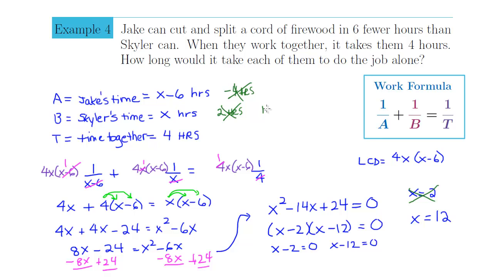If Skylar's time is 12 hours, in other words, it took him 12 hours to cut and split this cord of firewood, then it would take Jake 12 minus 6, or 6 hours. And then that would make sense that working together it would be faster at 4 hours. So our final result is that it would take Skylar 12 hours to do the task, and it would take Jake 6 hours to cut and split that cord of firewood.